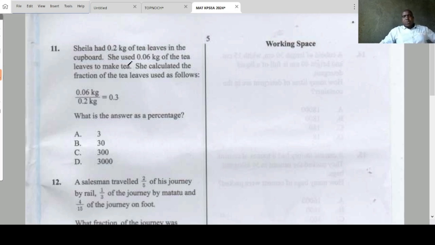Shera had 0.2 kg of carbon. She used this of the leaves. She calculated a fraction as this. Yes, that is correct. So the decimal is 0.3. What is the percentage? To calculate percentage, you simply take 0.3 times 100, and that gives 30%.